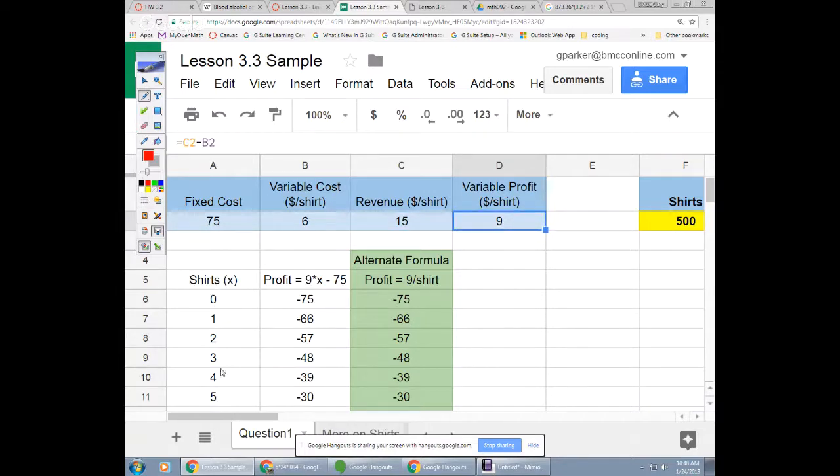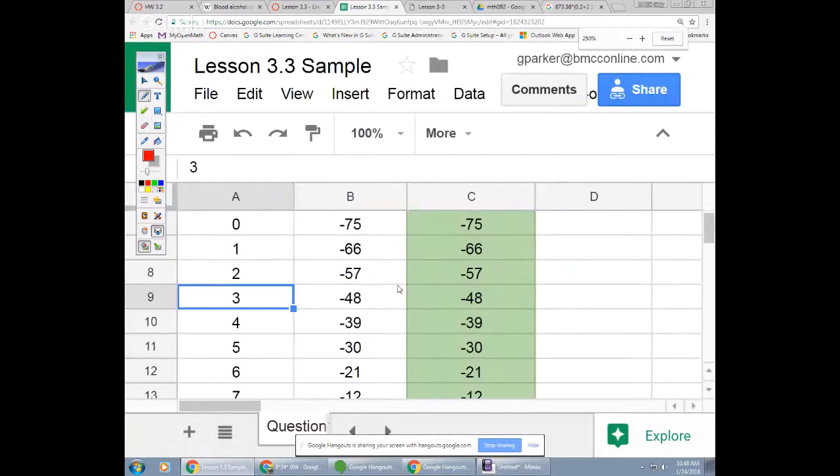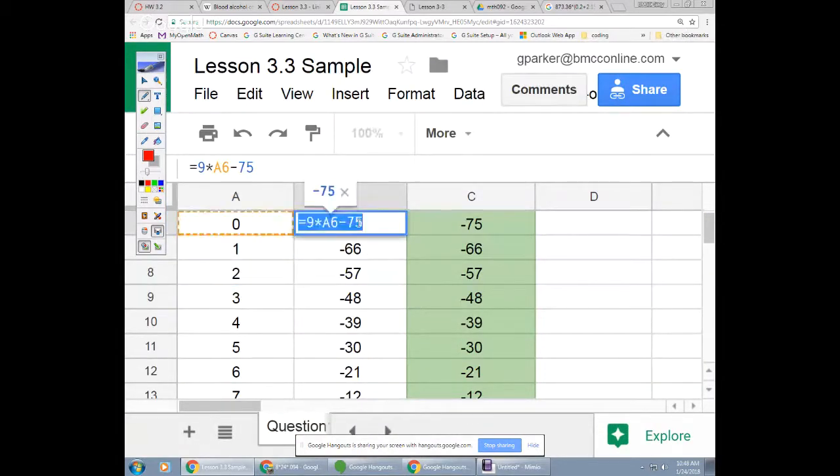And then I started making a table. What if I sell no shirts, 1 shirt, 2 shirts, 3 shirts? And I just used that formula we came up with, 9x minus 75. So take 9 times the number of shirts, subtract 75. Same thing down here. Take 9 times the number of shirts minus 75. Do I have to keep retyping that formula? No, what's the trick here? Yeah, just drag it down, right?